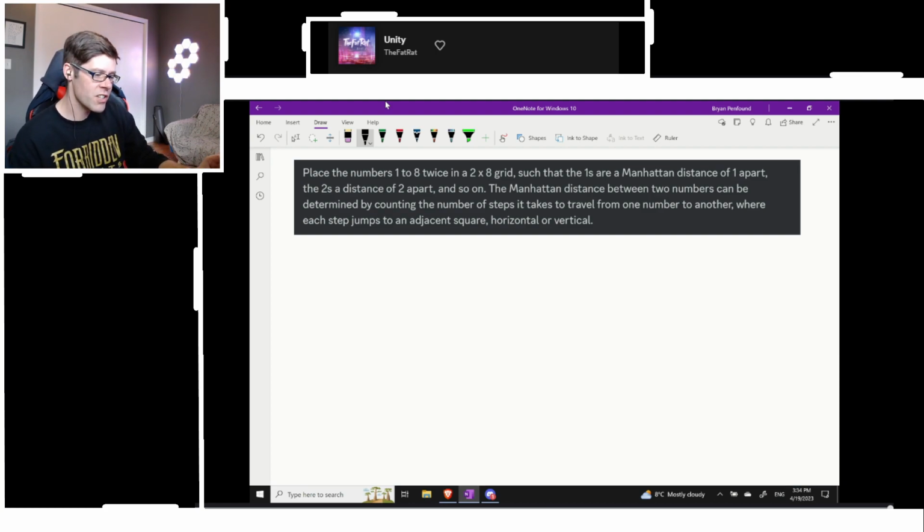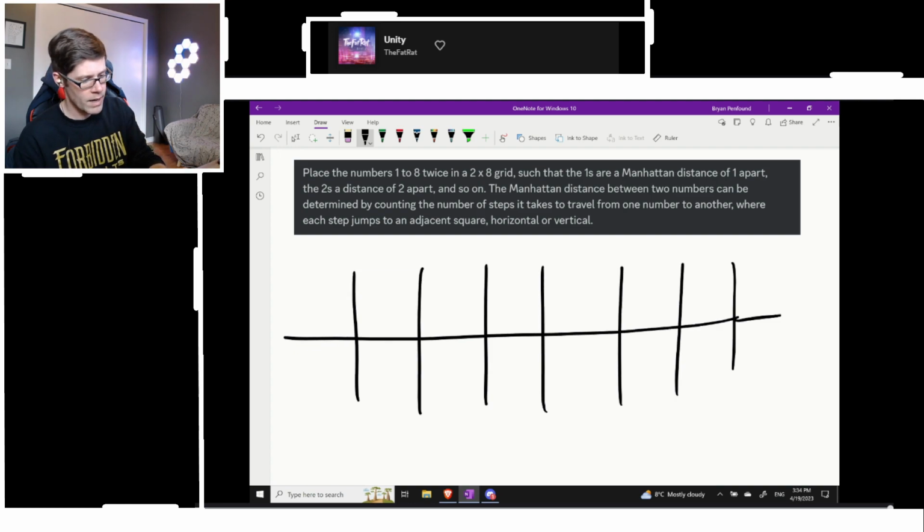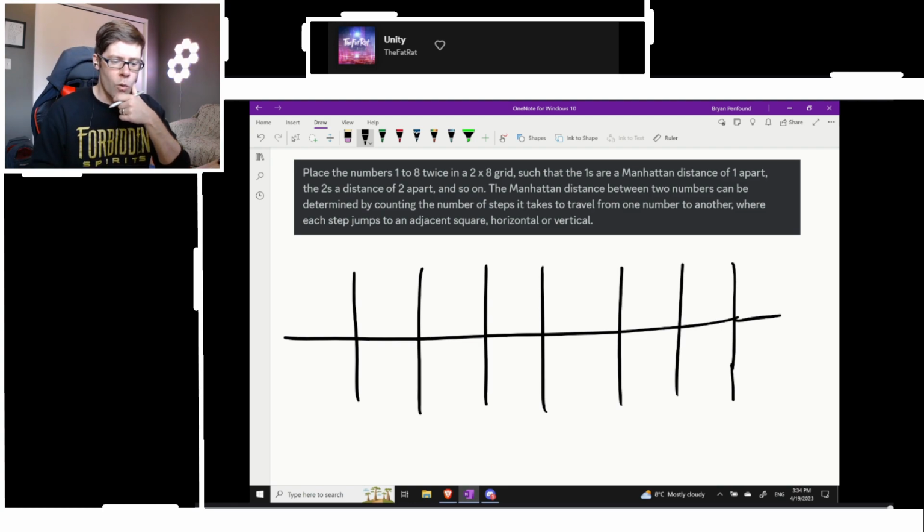I thought this was an interesting question. I'm curious to give this one a shot. It says, place the numbers 1 to 8 twice in a 2x8 grid, such that the 1s are a Manhattan distance of 1 apart, the 2s are a distance of 2 apart, and so on. The Manhattan distance between two numbers can be determined by counting the number of steps it takes to travel from one number to another.